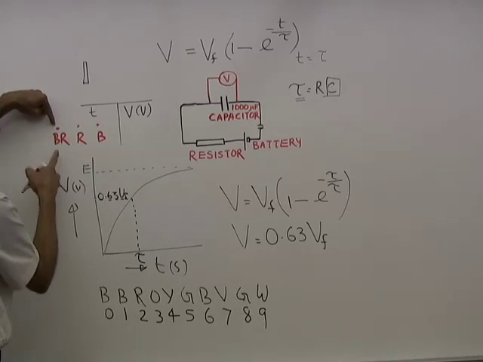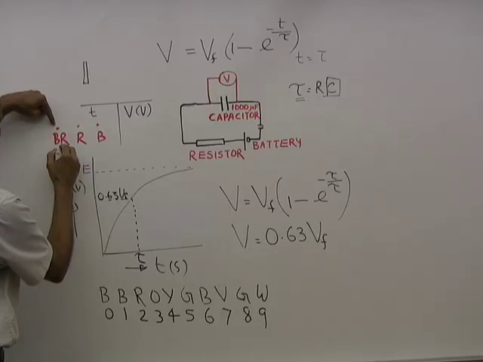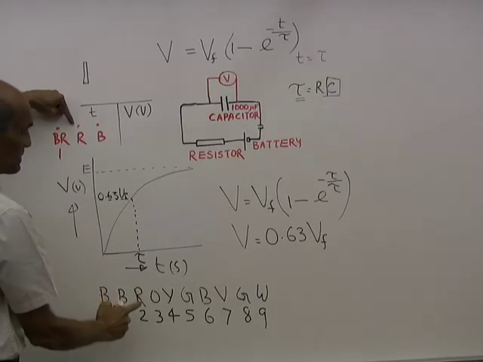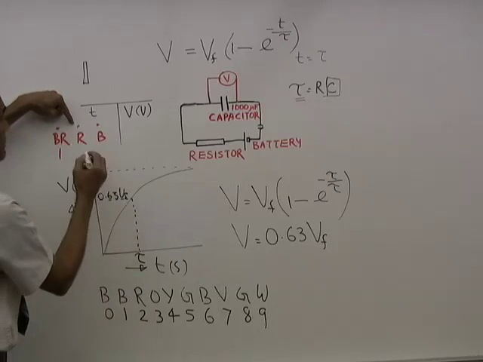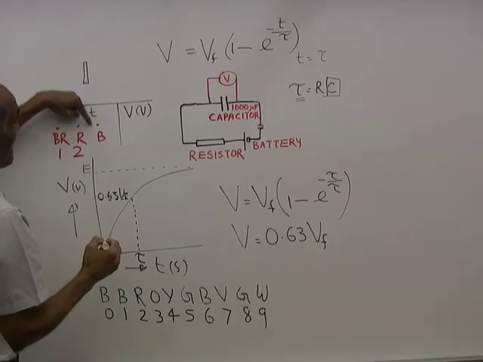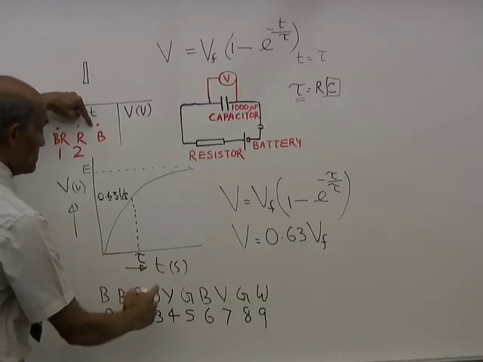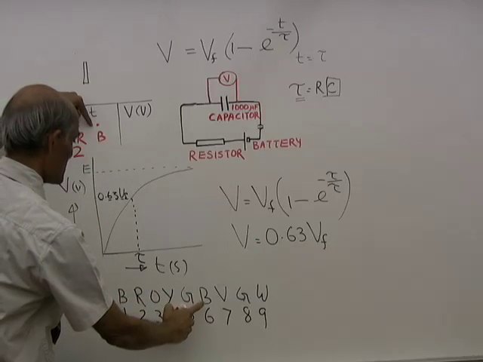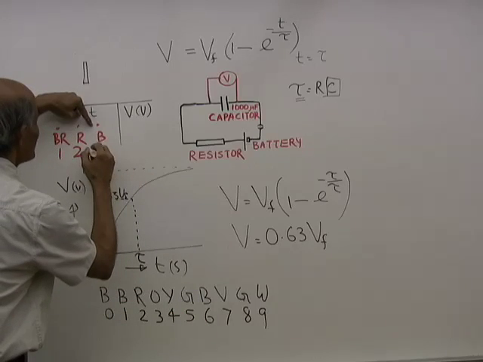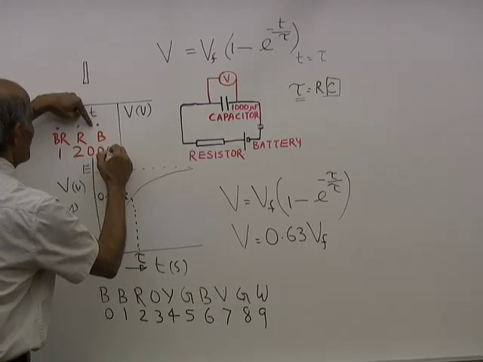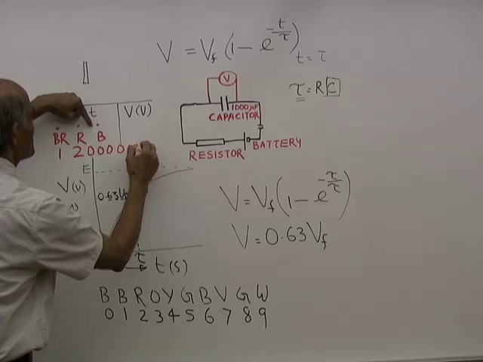Now, write the number corresponding to brown. Brown is 1. And write the number corresponding to red. Red is 2. And then the third is blue, which is 6. And there are 6 zeros. That is how you read your resistor.